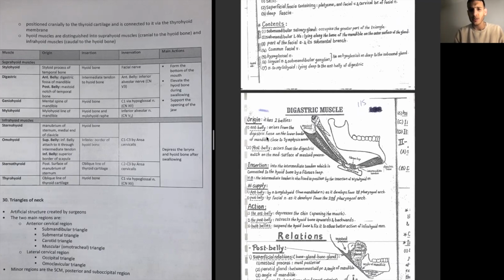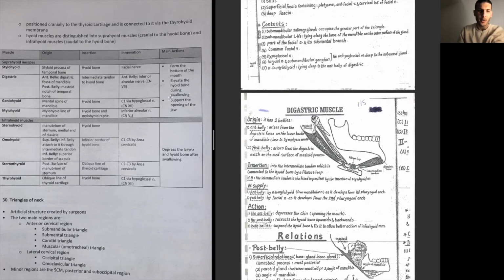The anterior belly arises from the digastric fossa on the lower border of the mandible close to the symphysis. And the posterior arises from the digastric notch on the medial surface of the mastoid process, and insertion, both of them insert onto the intermediate tendon, which is connected to the hyoid bone by a fibrous loop.